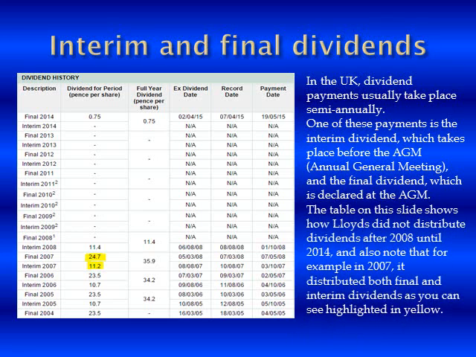The table on this slide shows how Lloyds did not distribute the dividends after 2008 until 2014. And also note that, for example, in 2007 it distributed both final and interim dividends, as you can see in the table highlighted in yellow.